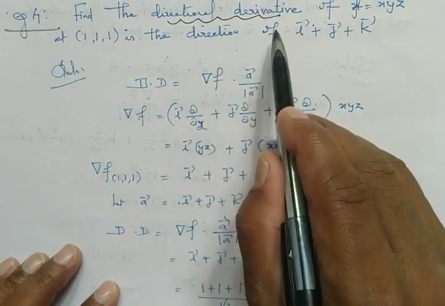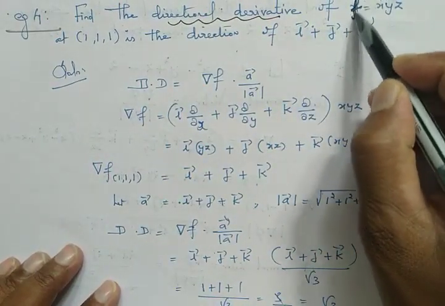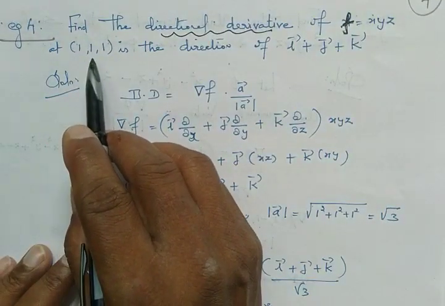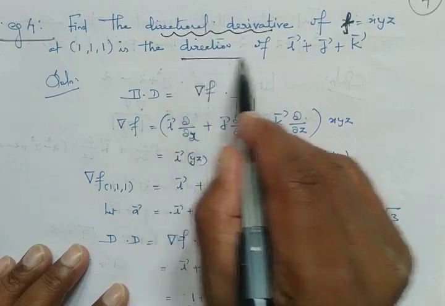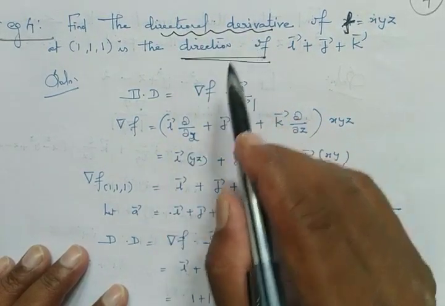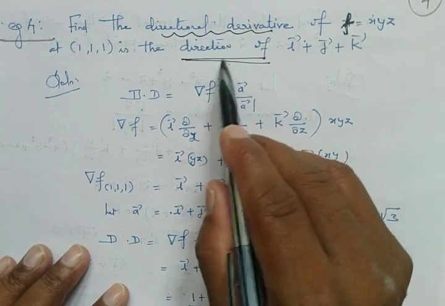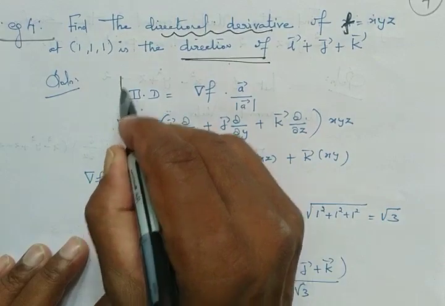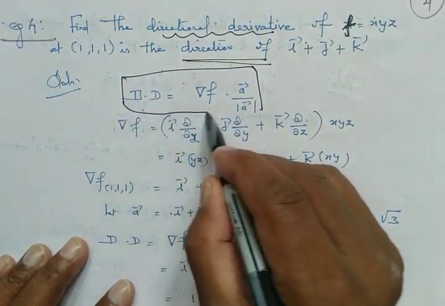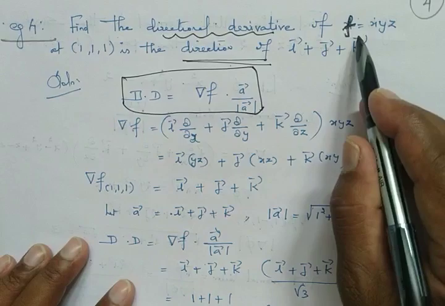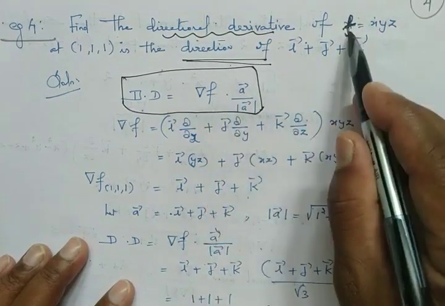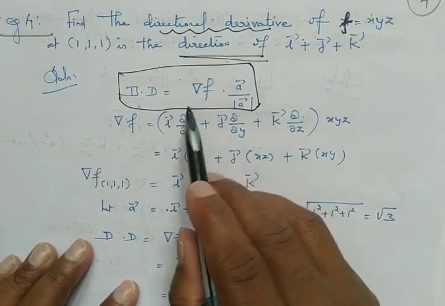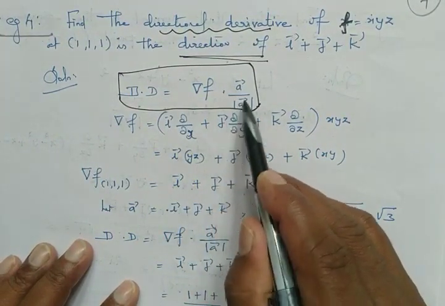Find the directional derivative of the given function. They give one function, which is not a vector, it's a scalar, xyz, at the point (1, 1, 1). Whenever a directional derivative is asked, they always give a direction, some vector representation. So you are going to find the directional derivative. First write the formula: since the given scalar is f, we have del f. If it is phi, del phi, accordingly. The formula is del f dot a vector divided by modulus of a vector.